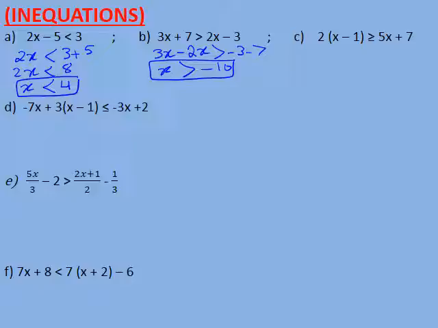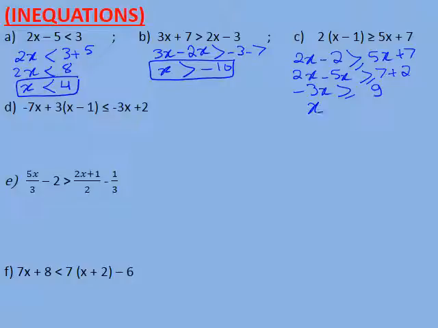Now we see the next one. We get rid of the parentheses first. 2x minus 2 greater than or equal to 5x plus 7. We get the x's on one side. 2x minus 5x greater than or equal to 7 plus 2, minus 3x greater than or equal to plus 9. We divide both sides by minus 3. When we divide by minus 3, the sign is reversed. Minus 3x divided by minus 3 is x, less than or equal to 9 divided by minus 3, minus 3. Do you see what we have done? When we divide by a negative number, the sign is reversed. Okay, don't forget.